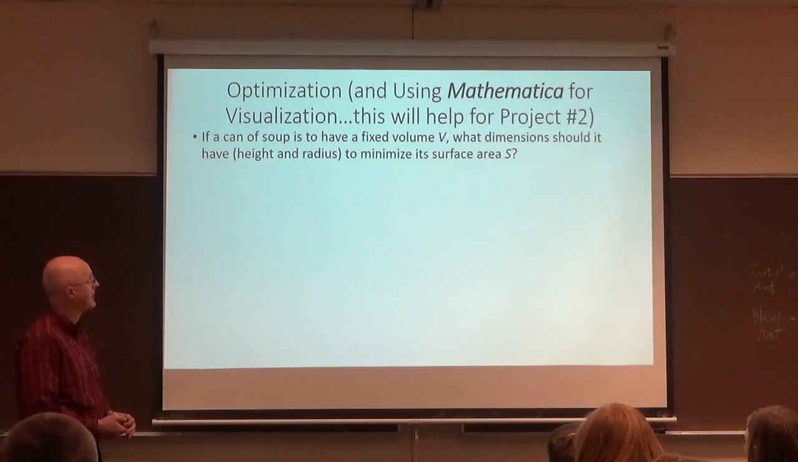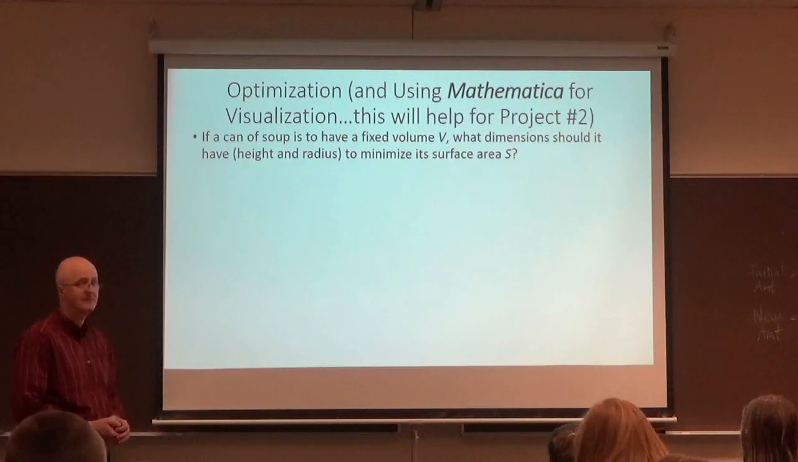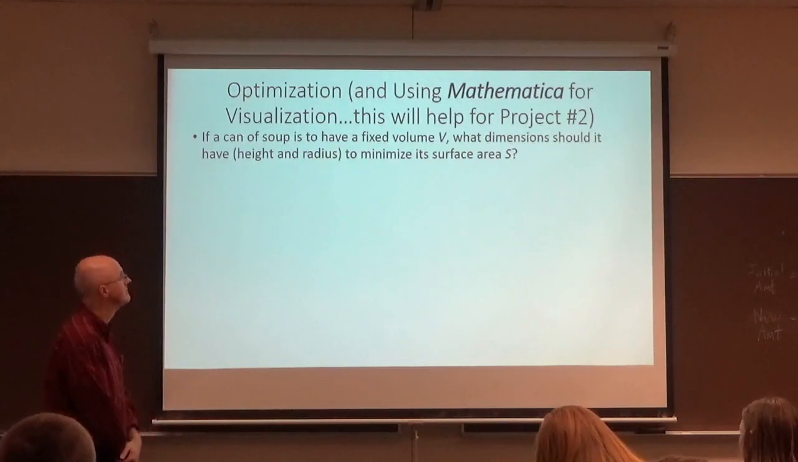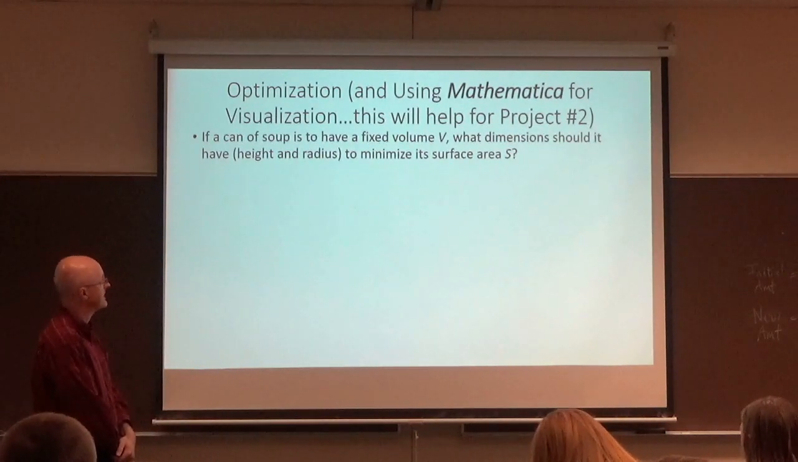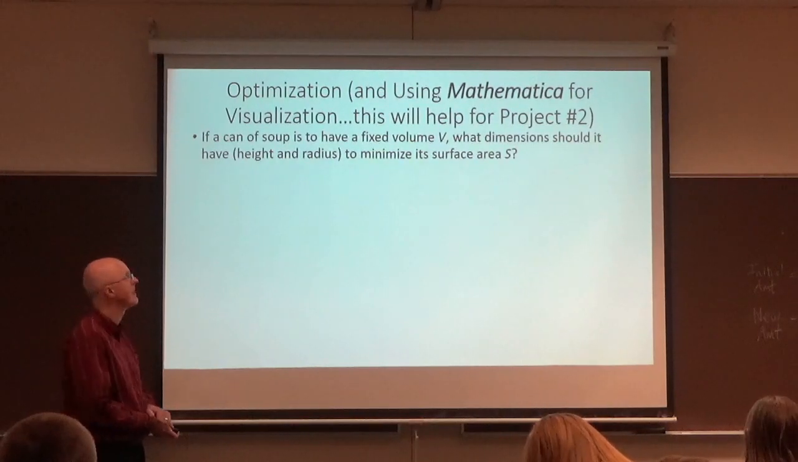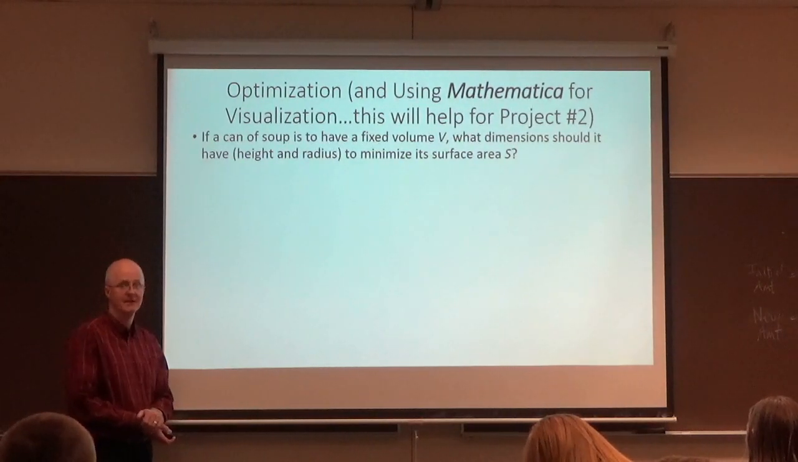Here's your typical kind of optimization problem. If a can of soup is to have a fixed volume V, and you can pick a particular number for V, what dimension should it have, height and radius say, to minimize its surface area?